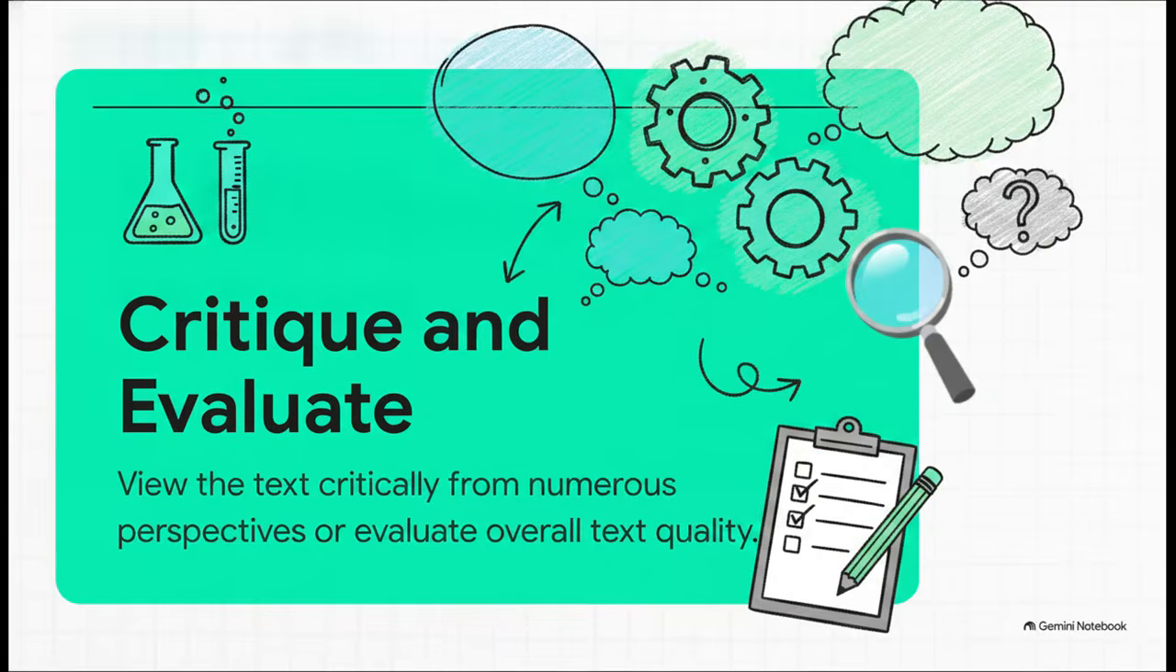To really pull this off, we use something called a cognitive target from the National Assessment of Educational Progress. Specifically, critique and evaluate. You need to use this to rigorously test an author's claims, kind of like an energetic scientist testing a hypothesis in a lab. You aren't just reading for the overall gist anymore. You're critically examining the text from numerous perspectives to evaluate its overall quality.